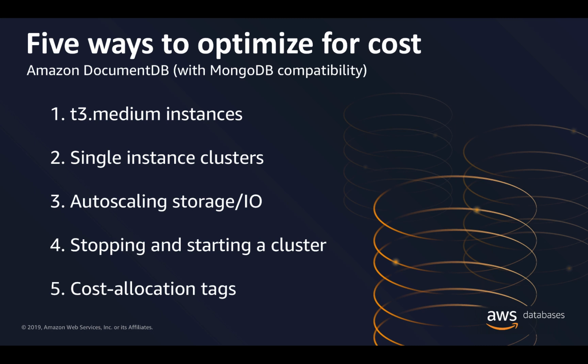In a few minutes, we just went through 5 ways to help you optimize your cost on DocumentDB. T3 medium instances, significantly cheaper for getting started, dev test, or small production workloads. 1 instance clusters for getting started in dev test. I wouldn't recommend that for production workloads, but it's a good way to optimize for costs for dev test. Auto scaling storage and IO. You don't have to worry about setting these things in advance. You only pay for what you use. We also have starting and stopping clusters when you're not using them to save on that compute cost over time, and then cost allocation tags.